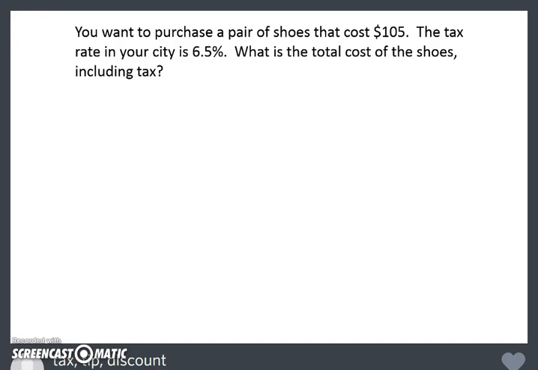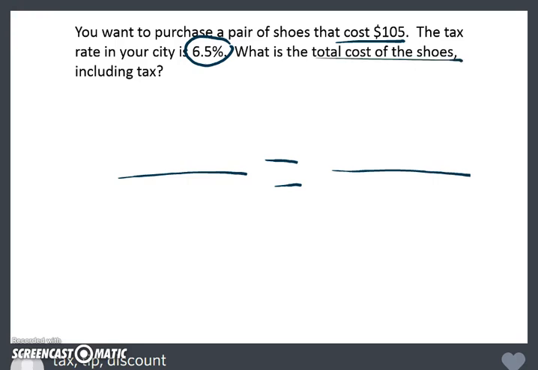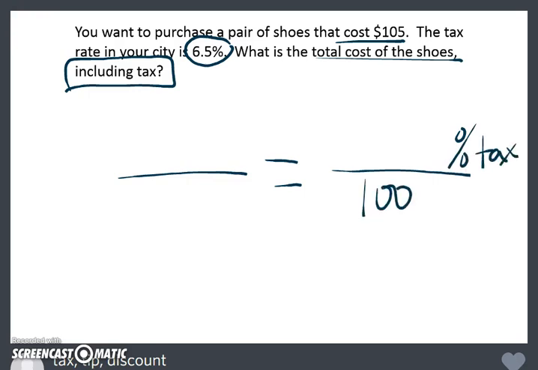You want to purchase a pair of shoes that cost $105. The tax rate in your city is 6.5%. What is the total cost of the shoes including tax? So I know that we're going to be looking at the percent of tax over 100, and the percent of tax is 6.5%. The shoes cost $105, so that is my total.